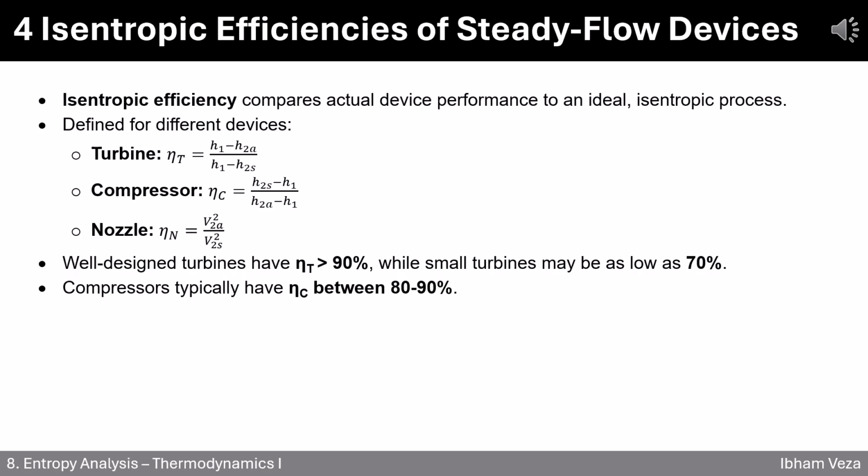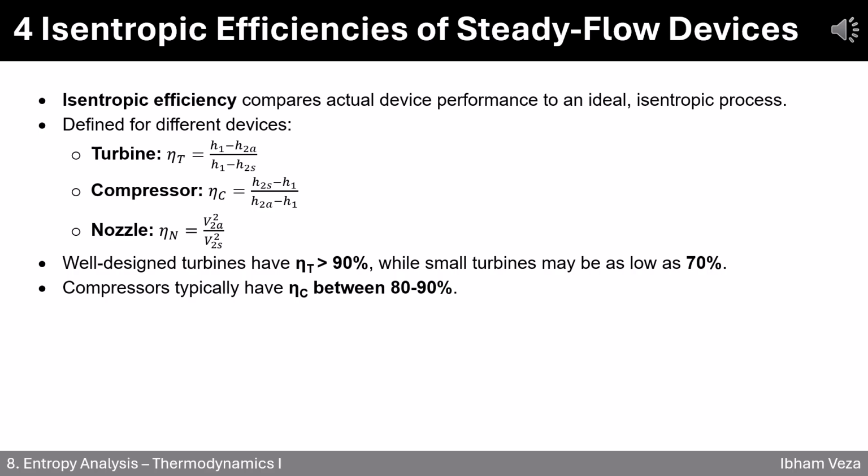4. Isentropic efficiencies of steady-flow devices. Let's talk about how we measure efficiency in real machines. Isentropic efficiency is the benchmark. It compares the actual performance of a device to a perfect, loss-free isentropic process. We use different formulas depending on the device. For turbines, we look at how much actual enthalpy drop we get compared to the ideal enthalpy drop. For compressors, it's the opposite. We measure how much extra enthalpy we need because of inefficiencies. For nozzles, we use velocities to track how much kinetic energy is achieved.